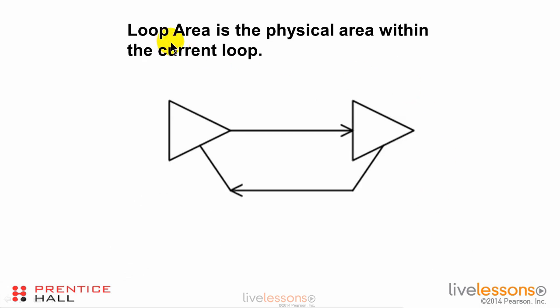We also defined the concept of a loop area, and the loop area is the physical area within the current loop. If we have a driver and a receiver and a trace, and if the return signal is on the plane directly underneath the trace, well, then the loop area is relatively easy to define. It's simply the length of the trace times the height above the plane. But every signal has a return, therefore every signal has a loop area.